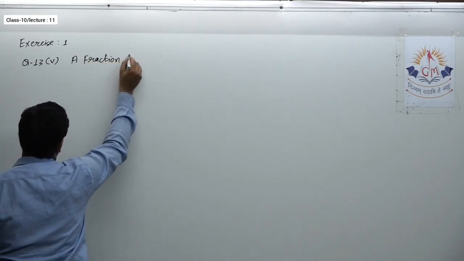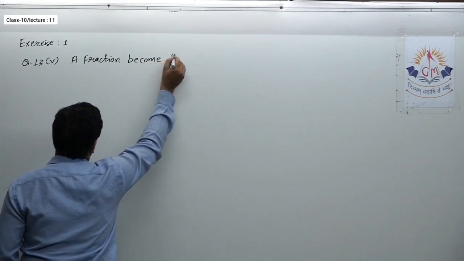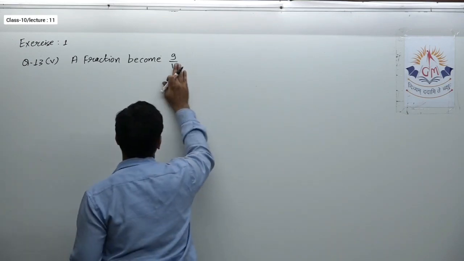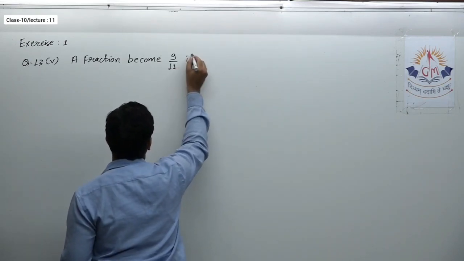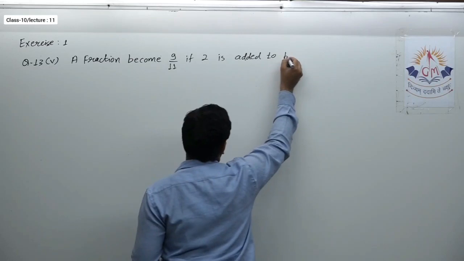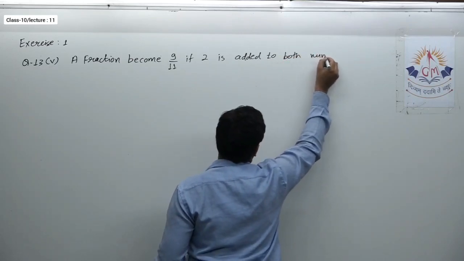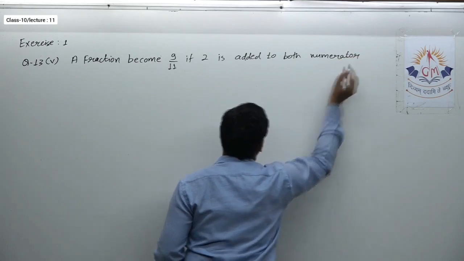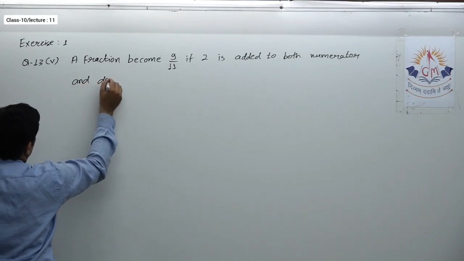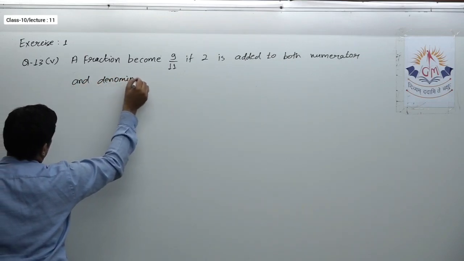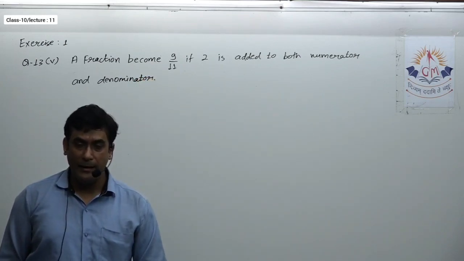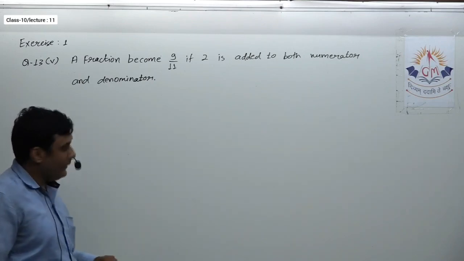A fraction becomes 9 by 11 if 2 is added to both numerator and denominator. Okay, so there is a fraction. If we add 2 in the numerator as well as in the denominator, it will become 9 by 11.